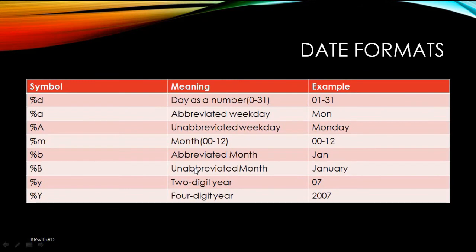Now, the various date formats that are used in R: these are the symbols, their meaning, and an example. Percent d means the day as a number between 0 and 31. Percent a is an abbreviated weekday, like Mon, and percent A in caps is the unabbreviated weekday, like Monday. You can pause the video and make a note of all these formats. This is going to be quite useful.